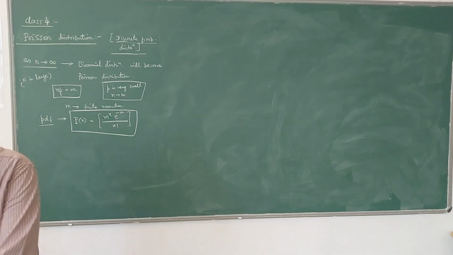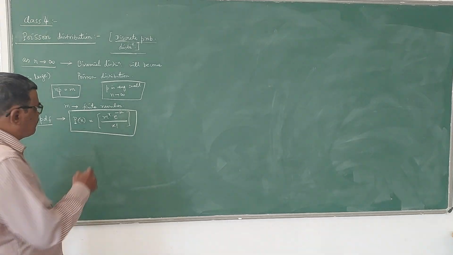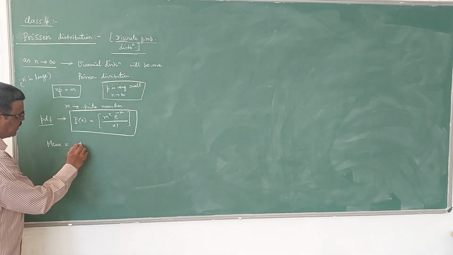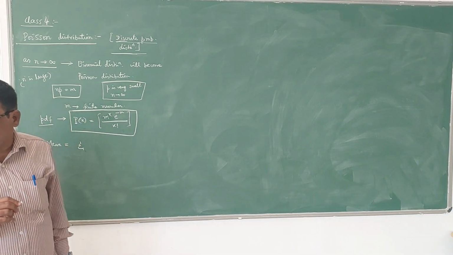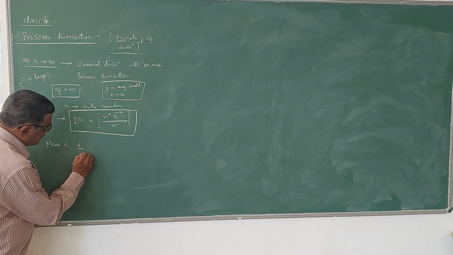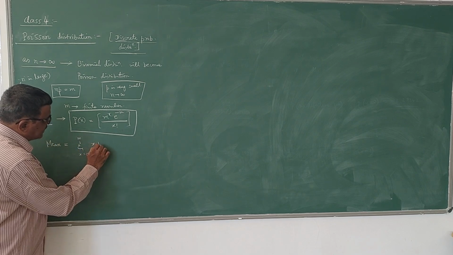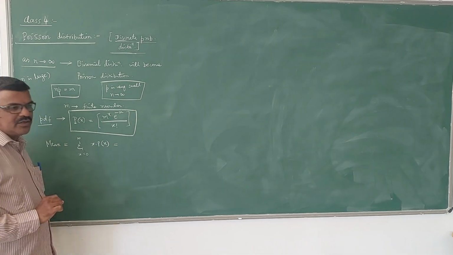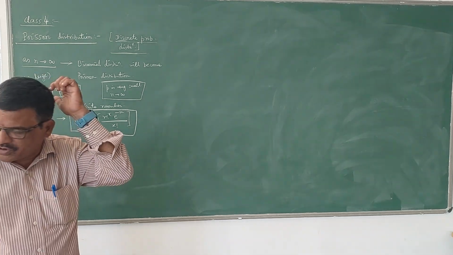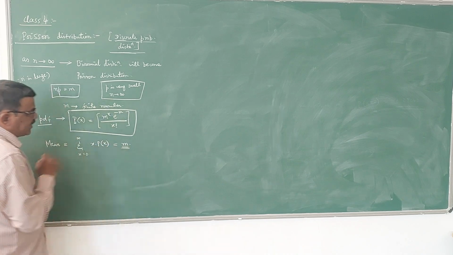If you calculate the mean and standard deviation in the case of the Poisson distribution, the mean using the formula sigma x is equal to 0 to infinity, because n is tending to infinity, x into p of x. This is the formula to find the mean of a discrete probability distribution. If you simplify this, you are going to get the value m. M means that is n into p.